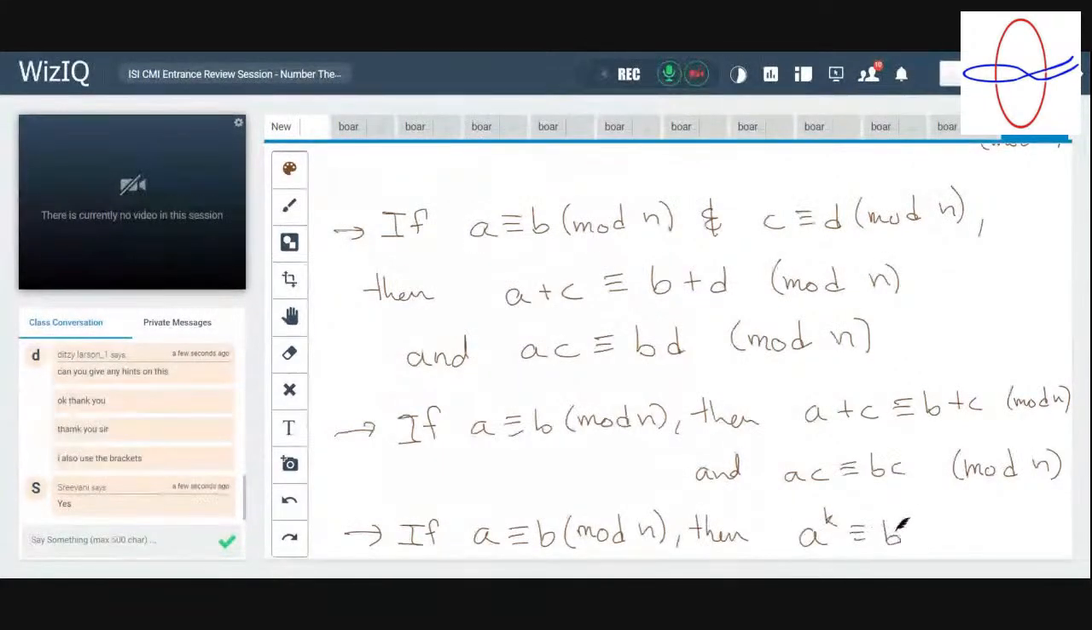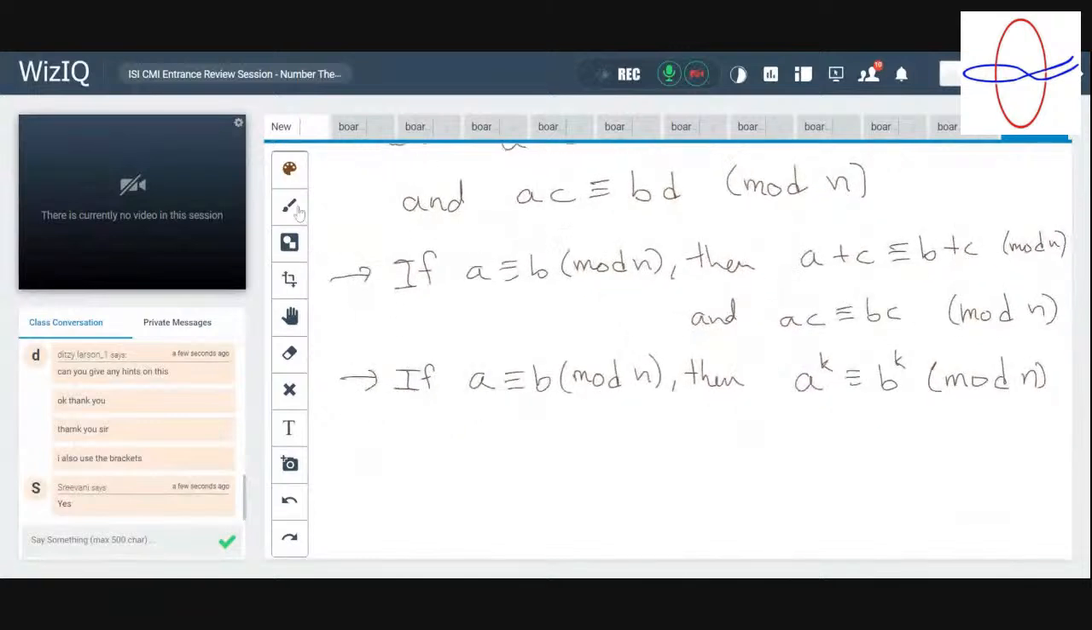You can raise both things to the same positive power, not a negative power, because then of course it will become absurd, because it would be 1 over something. We are only concerned with integers right now. Okay.